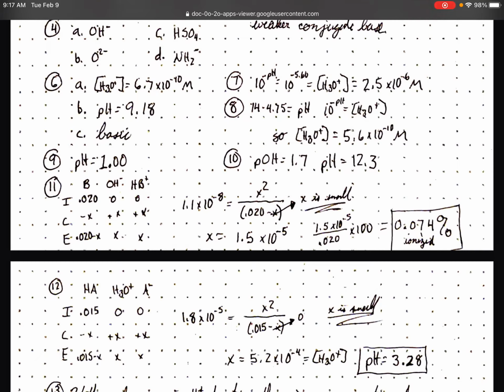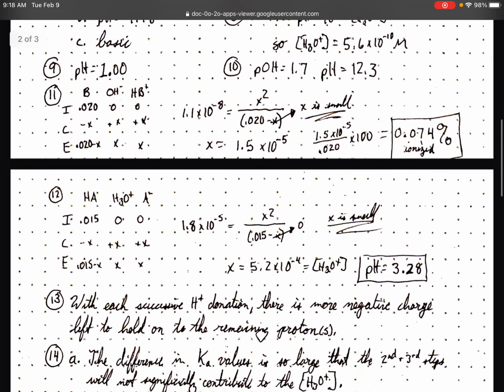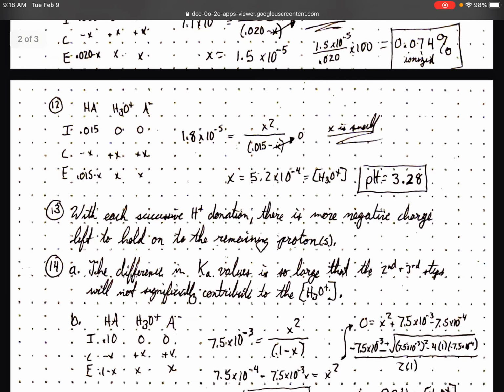you the pH. Number 11, you are just doing an ice table for the hydroxylamine solution. It gives you everything you need. X is small because 1 times 10 to the negative 8th is so tiny. And then whatever X is, you do the X value divided by the starting concentration, and times 100, that gives you the percent ionization. Hopefully that all makes sense so far. Number 12, this is just a simple weak acid calculation. So solve for X. X is hydronium, so negative log of that will get you the pH.